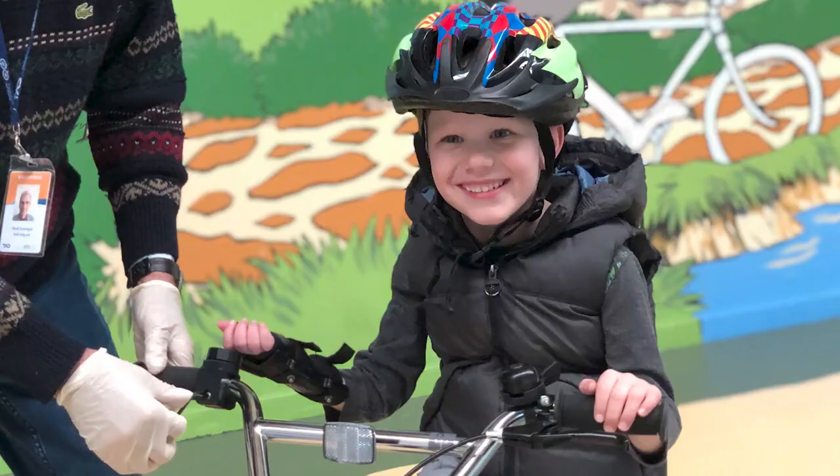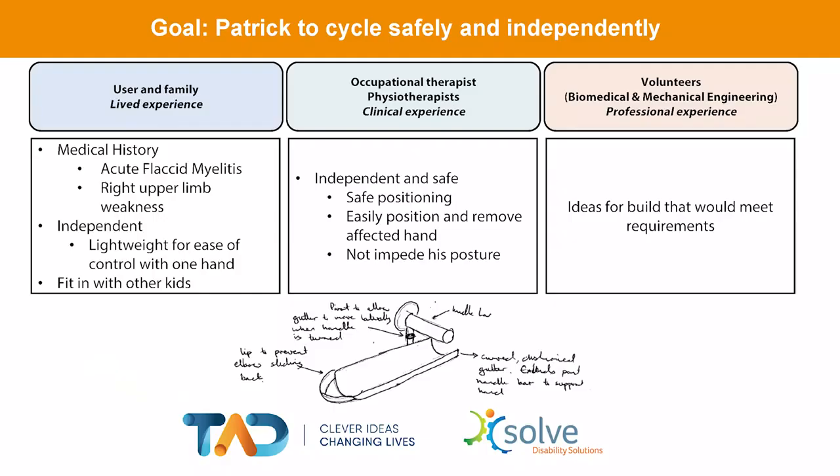This is Patrick. He's a 5-year-old boy and his family describe him as very sociable and he loves to play with other kids. He was diagnosed with acute flaccid myelitis following an infection that he had. This is a condition that affects the spinal cord, and for Patrick, it resulted in limited ability to control his upper right limb. He came to TAD to have a bike modified so he could cycle safely and independently. So this was his goal. And we had the family, an occupational therapist, physiotherapist, and 2 volunteers involved to develop a solution together.